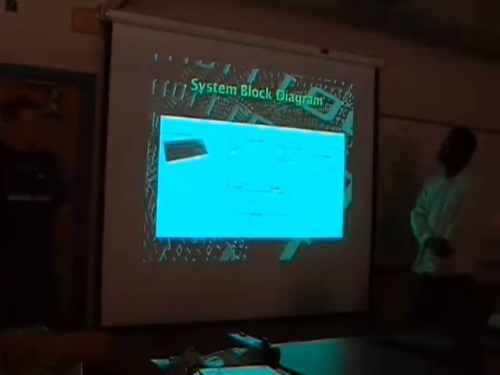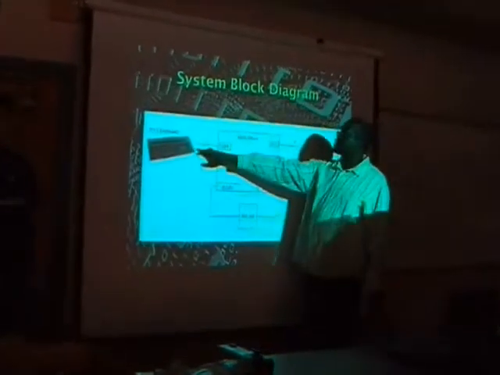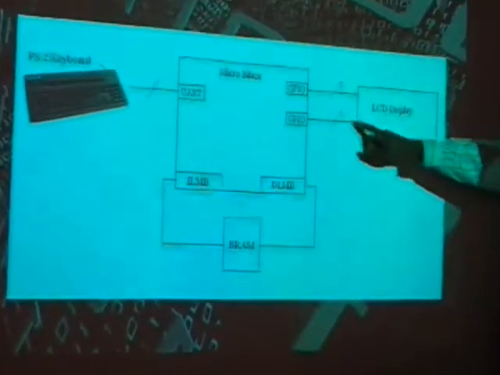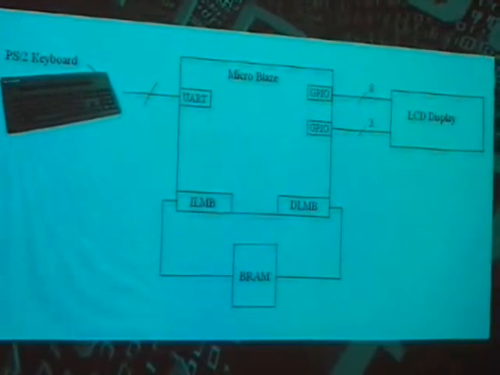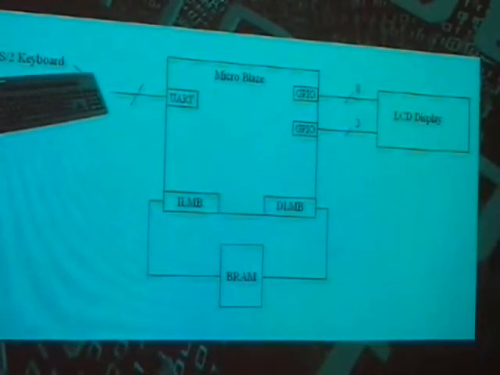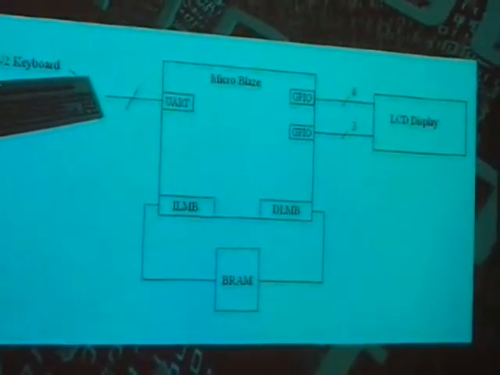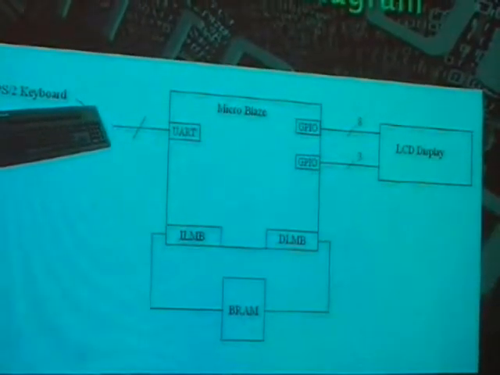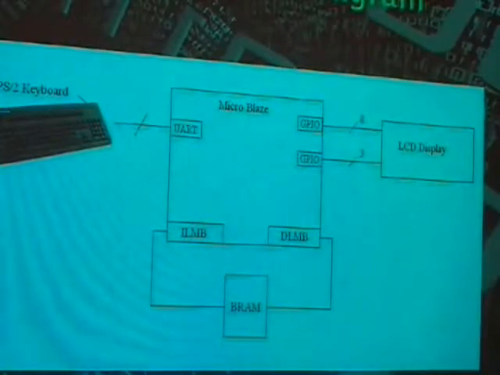So for our block diagram here, we have the PS2 keyboard coming into the microcontroller as a UART, and we have the GPIOs going to the LCD display, and the VRAM. I actually had to change my VRAM to 16K for some reason. I wanted more pictures, but we didn't have time to put them on here.